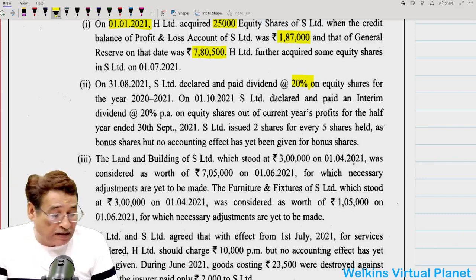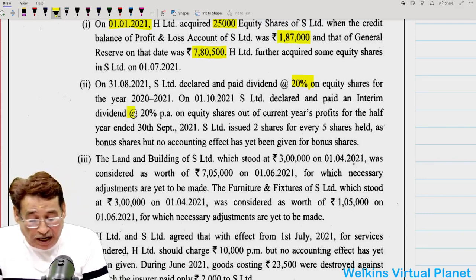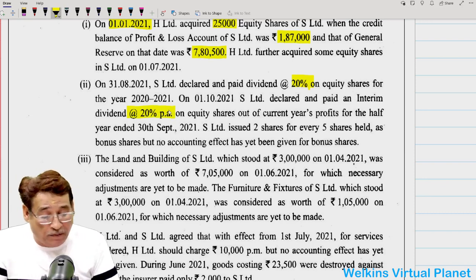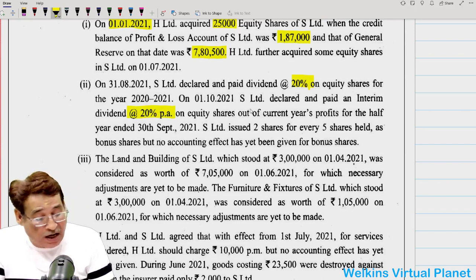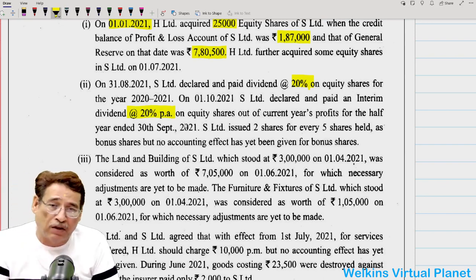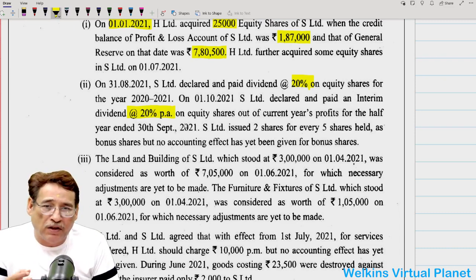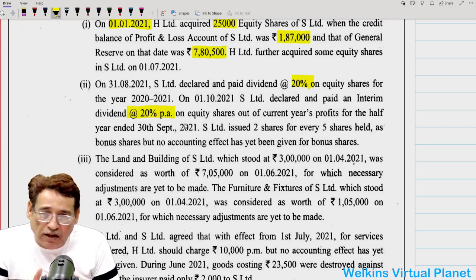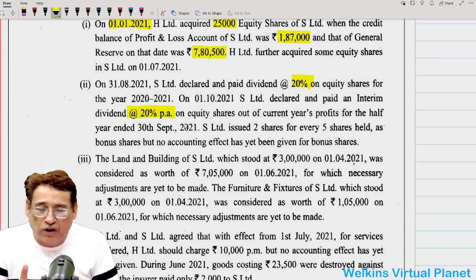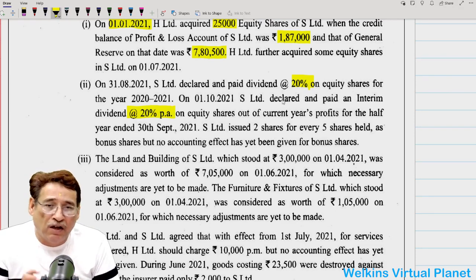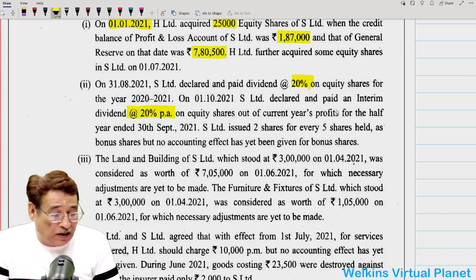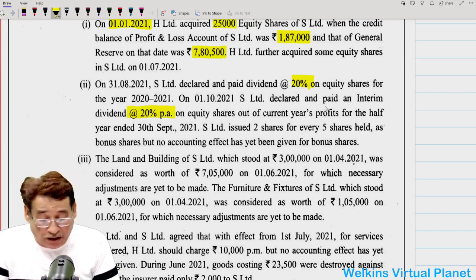Further, it is given that S Limited declared and paid an interim dividend at the rate of 20% per annum. Because in this question, per annum is written, and it is also written that this dividend has been paid for the half year ended 30th of September 2021. So that is why in the last session, I told you that we have to compute 20% of share capital into 6 by 12, because per annum is given, so it will be 50,000. This will be considered as post-acquisition dividend. The reason is that it is clearly written that this dividend has been declared out of current year's profit.